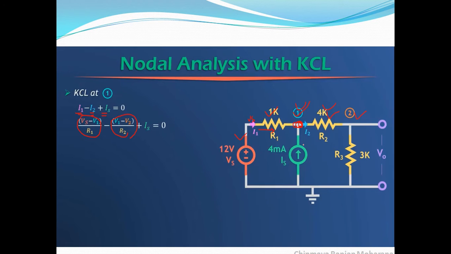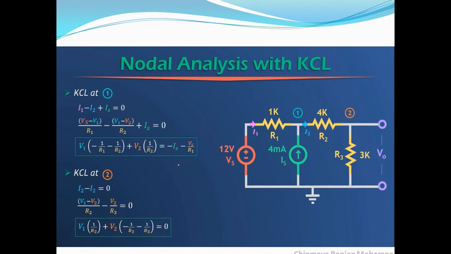And the next current is directly given, that is Is. By solving this equation, we find this expression, that is V1 plus V2 equal to this term, and this term is given in the nodal analysis. We fix the equation and we have to discuss the KCL at node 2.